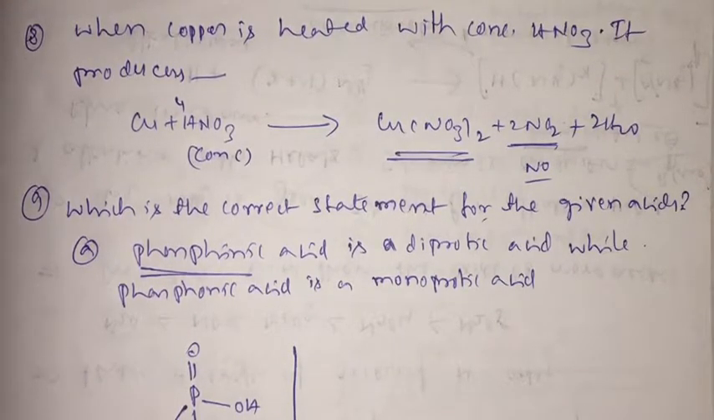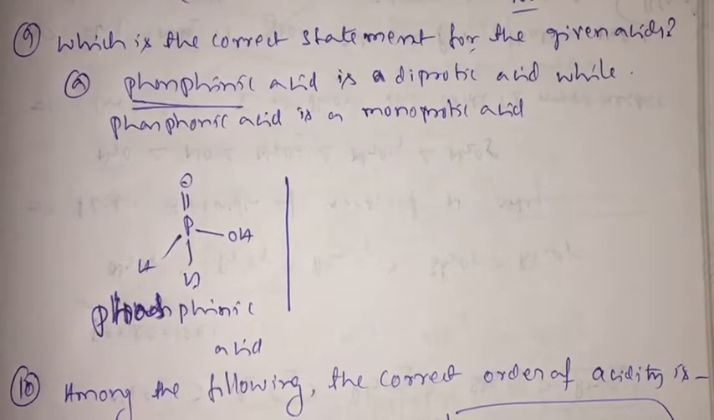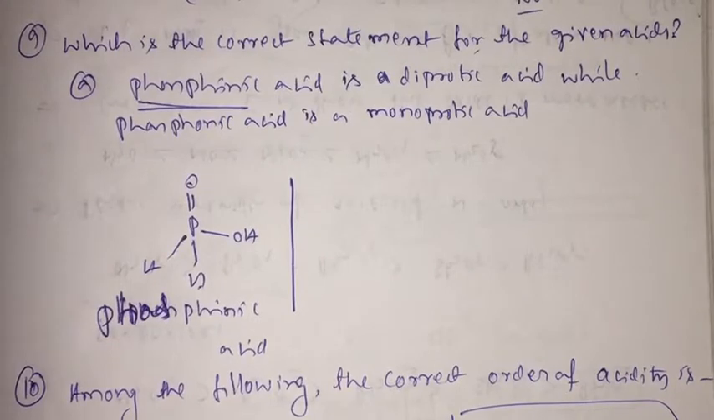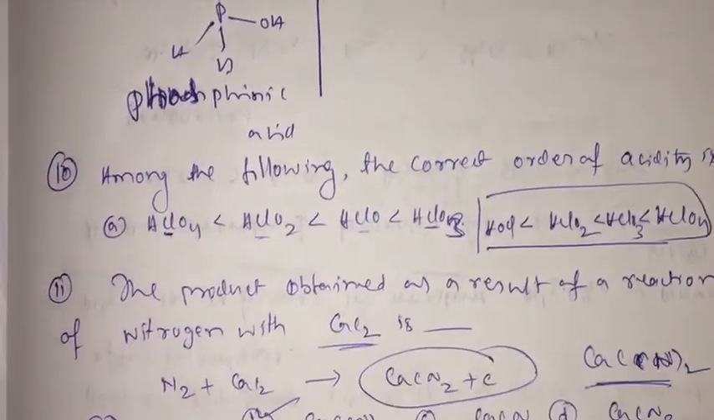Next question is, which is the correct statement for the given acids? So the 4 statements are given in this case. Directly we can approach. What is that? Phosphoric acid is diprotic acid while phosphonic acid is monoprotic acid. Okay, phosphoric acid is diprotic acid. Phosphonic acid means phosphorus acid. That is a diprotic acid, you know that. But okay, while phosphonic acid is monoprotic acid, so this is the monoprotic acid. Now that statement is right according to.